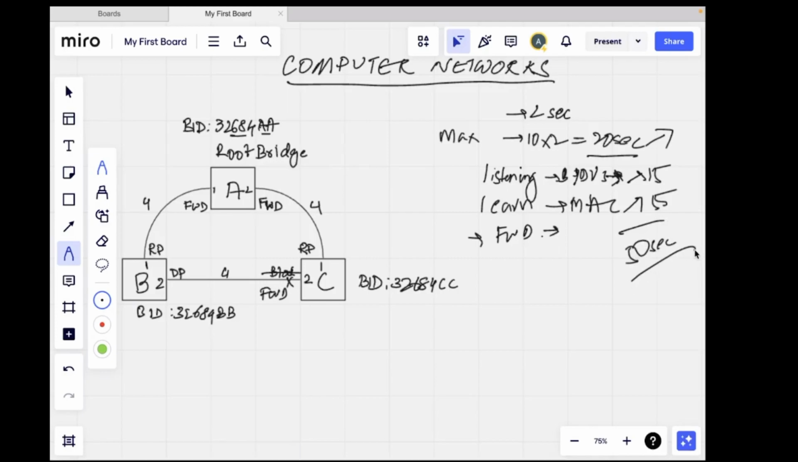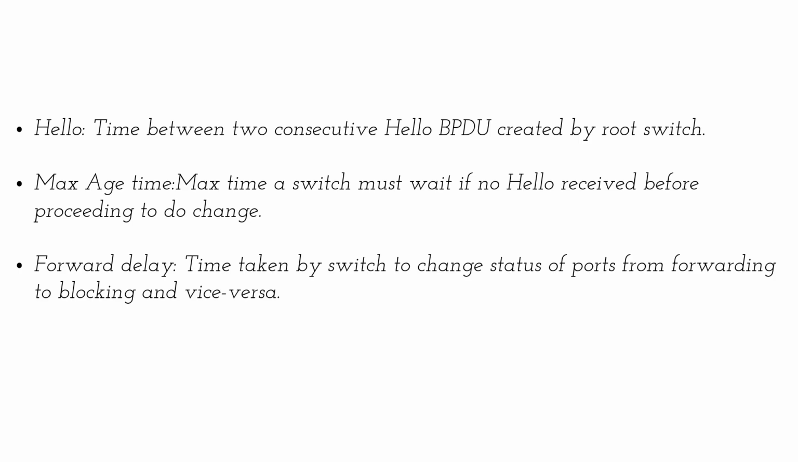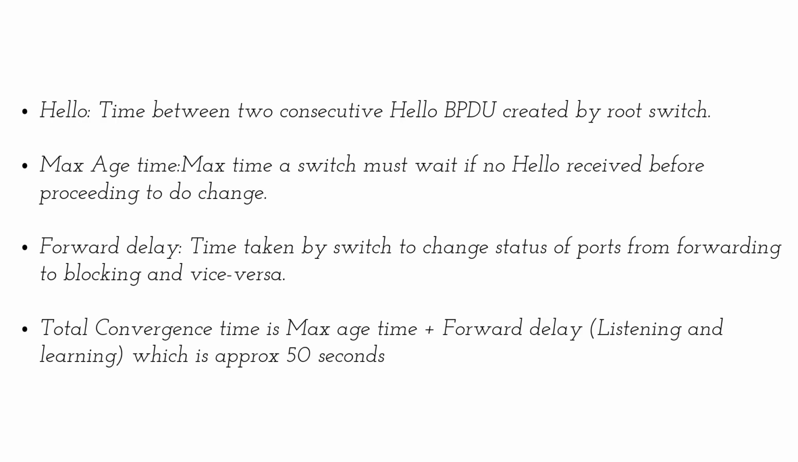So the convergence time once the link is down is 50 seconds, and this is quite high. This is not acceptable in today's time-sensitive networks. So engineers came up with a new protocol called RSTP, Rapid Spanning Tree Protocol. This was a new feature developed on top of the STP protocol.